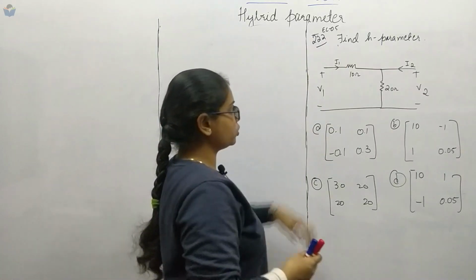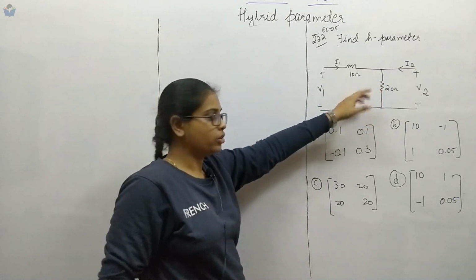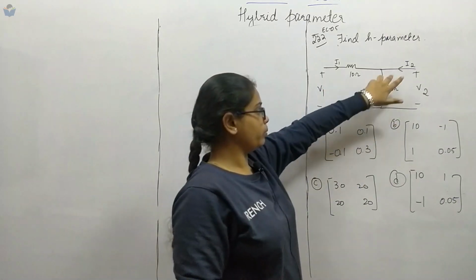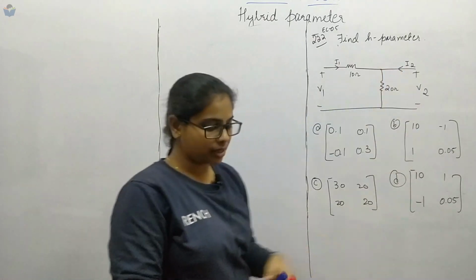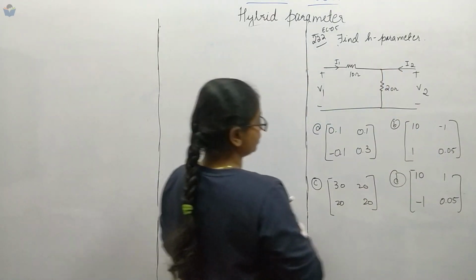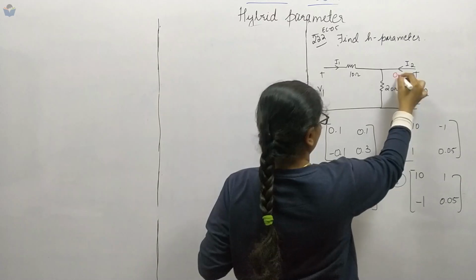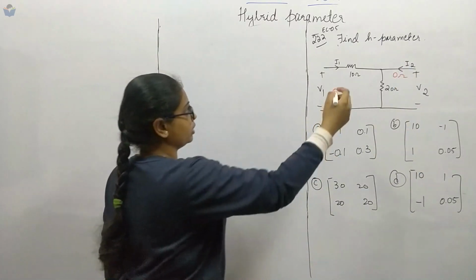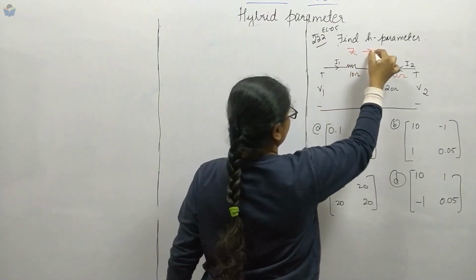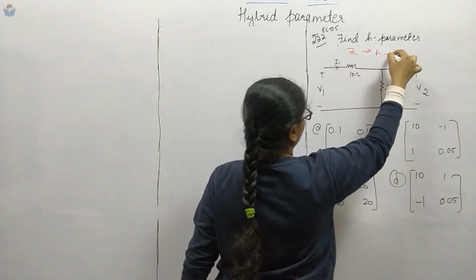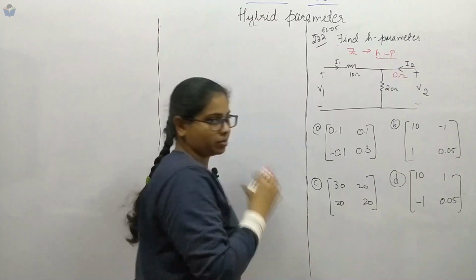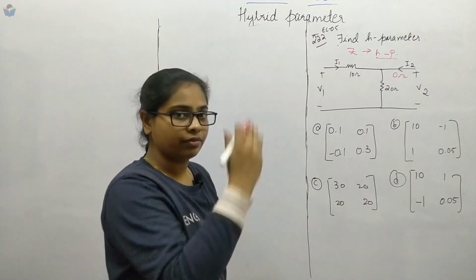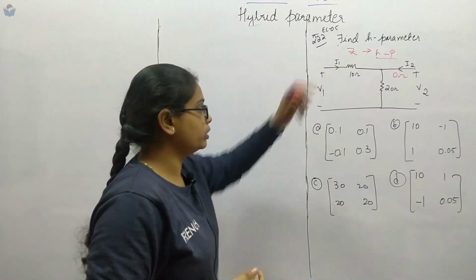To find the H parameter, if you observe the circuit, you will get a T-shaped network, right? So you have got 10 ohm, 20 ohm, but here the resistance value is absent, so it is nothing but 0 ohm. In this case, from the Z parameter we will go to the hybrid parameter, similarly to what we have done with the ABCD parameter. From Z we went to ABCD. Here also we will do the same.